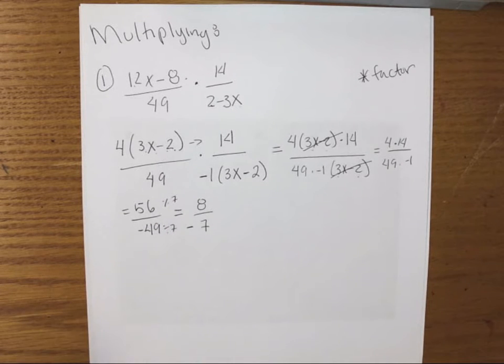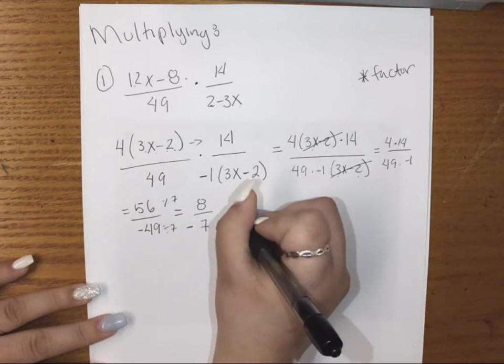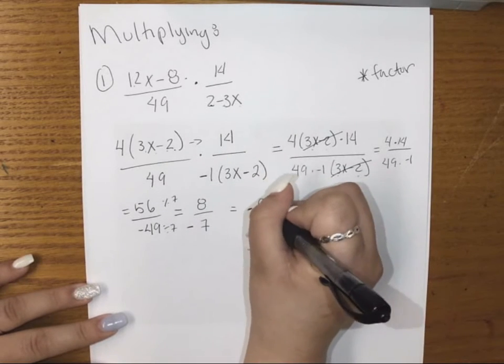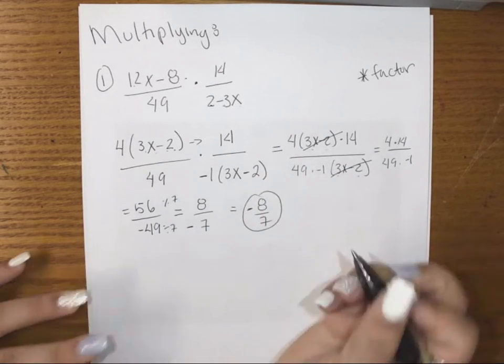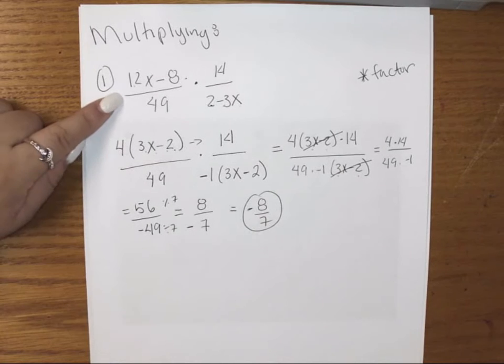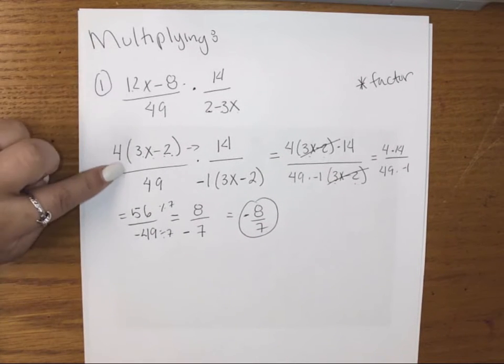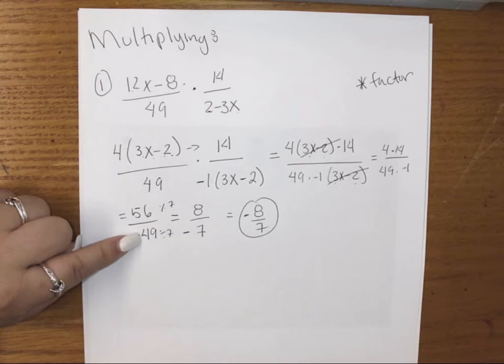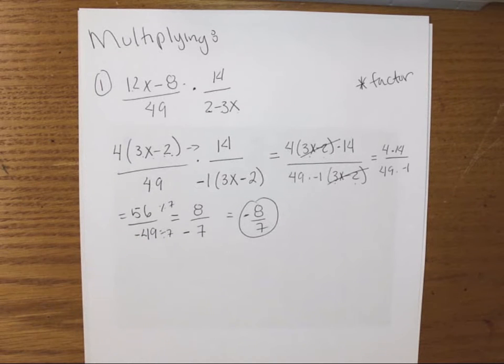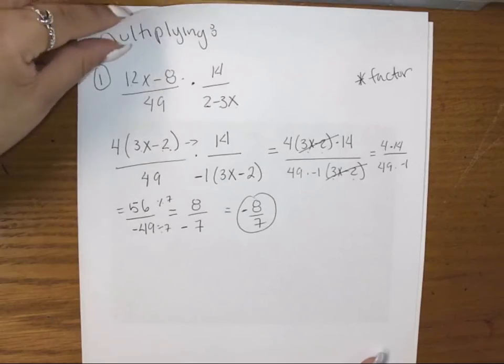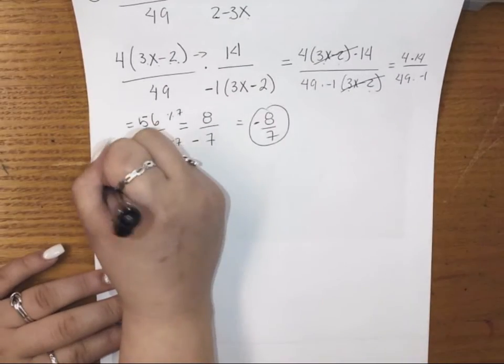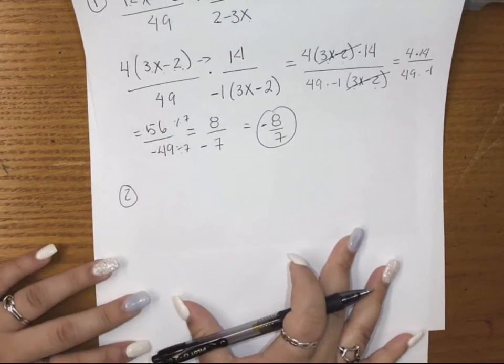A lot of the times, if your negative ends up being in the bottom, that's okay, but a lot of the times we just like to throw the negative in the front. So when we multiply both of our rational expressions and simplify it, we end up with -8/7. So let's continue to practice more of the multiplication.